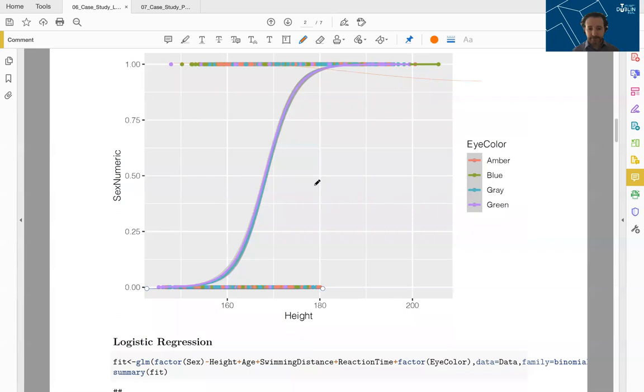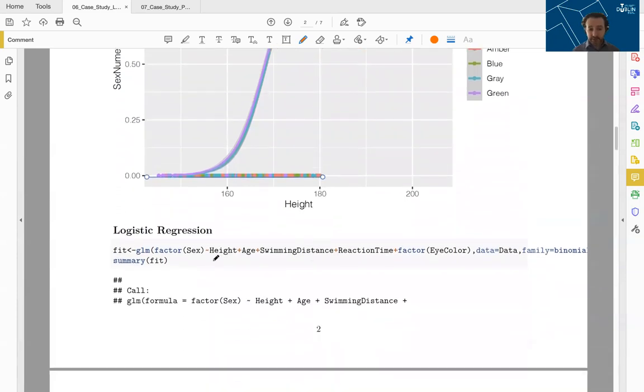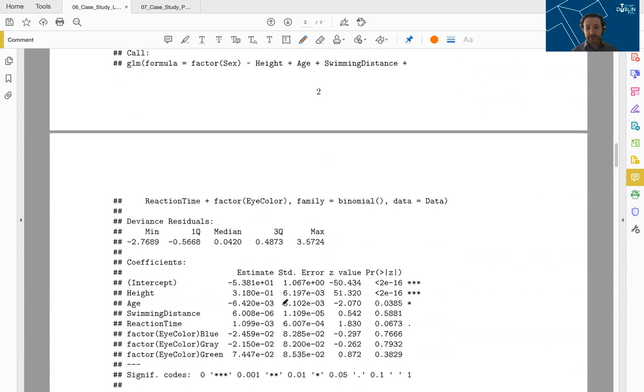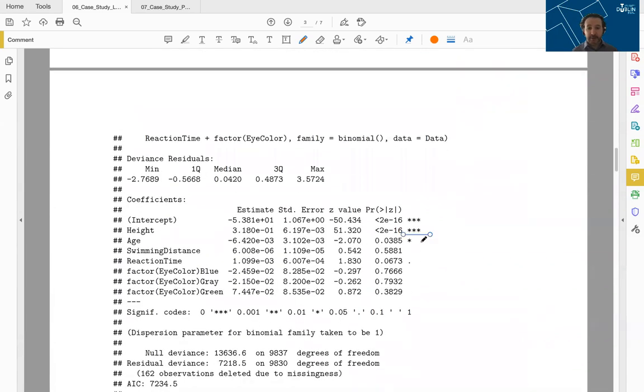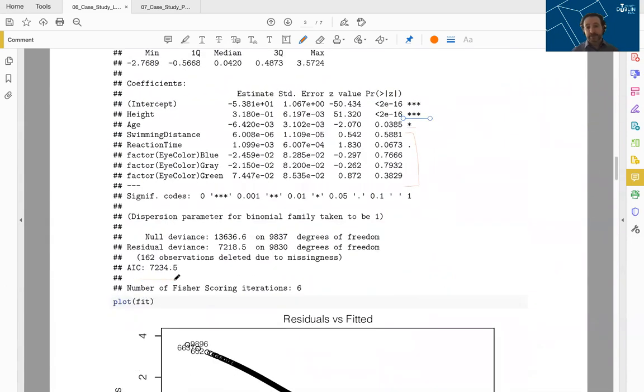To build upon the logistic regression, you can start adding in variables just like the linear regression: age, height, swimming distance, reaction time, factor of eye color. And we have our model here. Height is a variable and age is significant. The others aren't. Once again, you can look at AIC. Sadly, it's not as good as R squared because R squared really has a tangible comparison, but all you need to look at is AIC versus null.